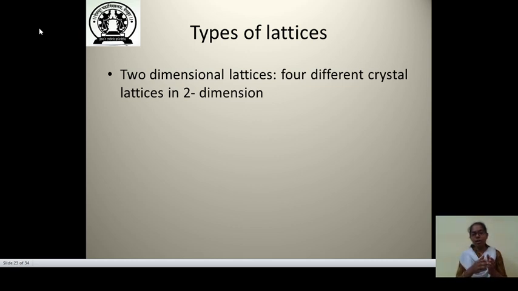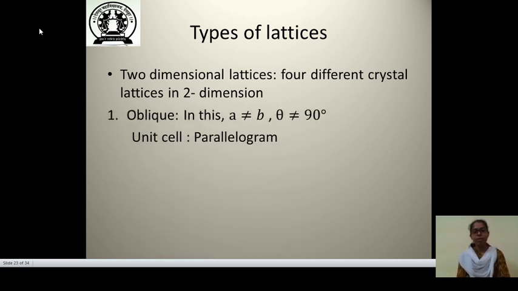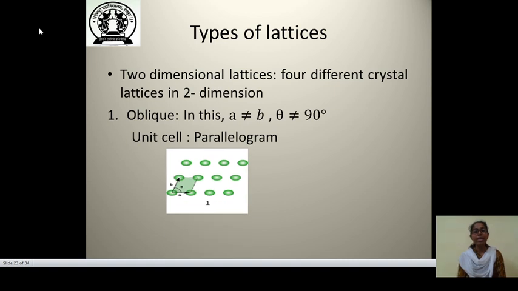I am explaining it here because from here, we will be considering the A vector, B vector, theta, alpha, beta, gamma, and C. That's why I have discussed it here. Let's discuss the first crystal system, oblique. We are discussing the two-dimensional lattices.